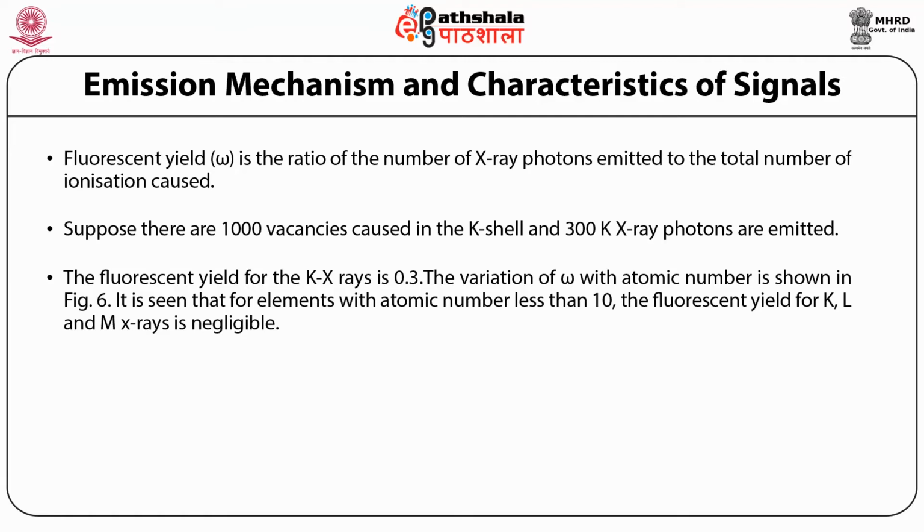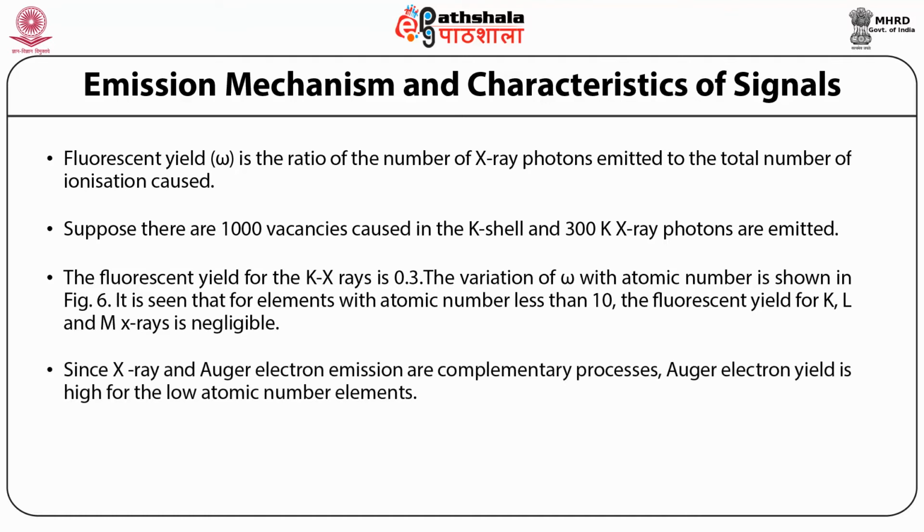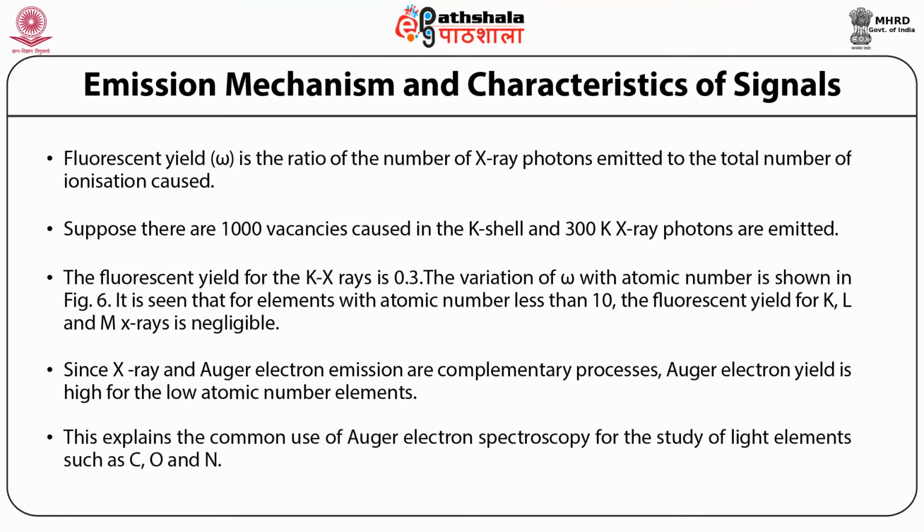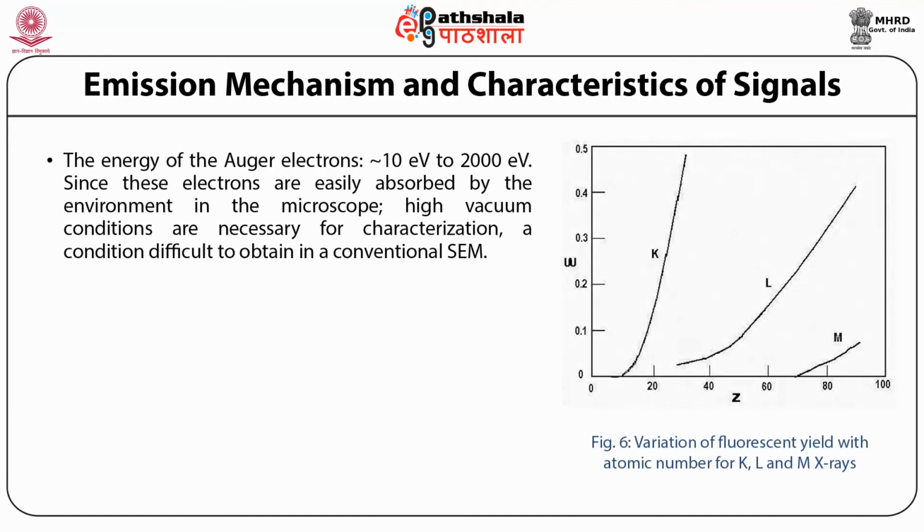It is seen that for elements with atomic number less than 10, the fluorescent yield for K, L and M X-rays is negligible. Since X-ray and Auger electron emission are complementary processes, Auger electron yield is high for the low atomic number elements. This explains the common use of Auger electron spectroscopy for the study of light elements such as carbon, oxygen and nitrogen. The energy of the Auger electrons is from 10 eV to 2000 eV.